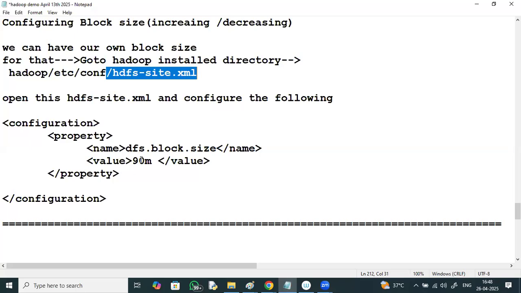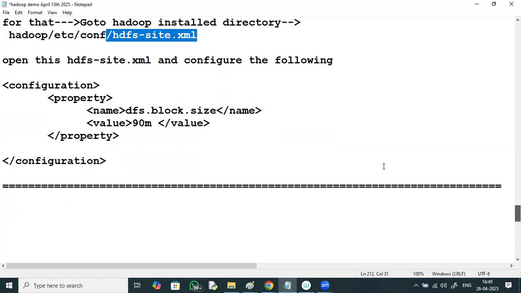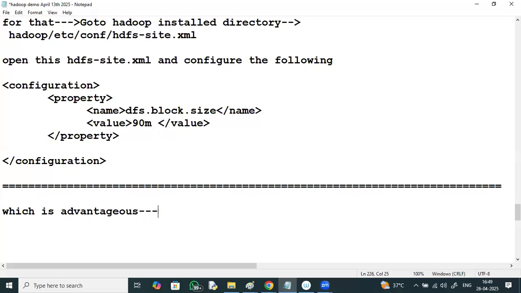keeping the default block size. You can keep your own block size, which is advantageous.